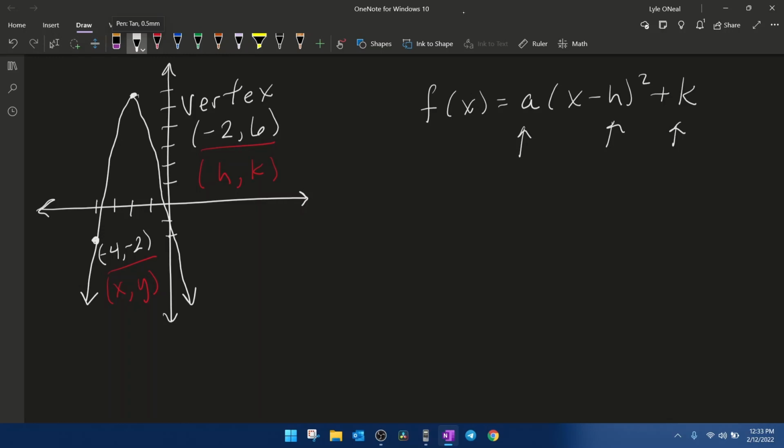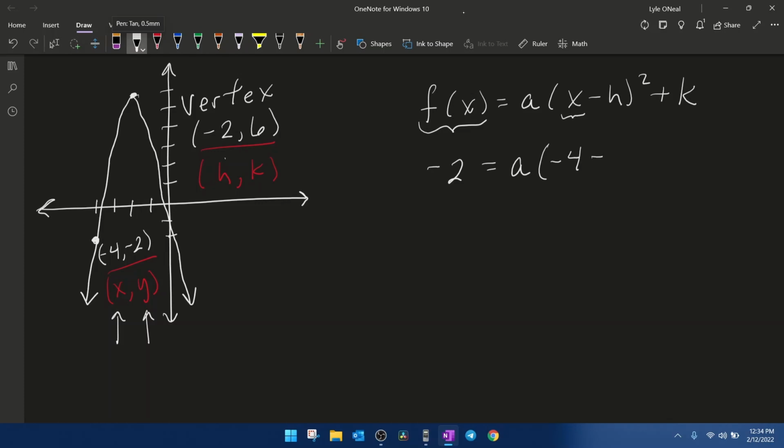At this point, we only know h and k. We're going to have to find a. And here's how we're going to do it. F of x is y, and I do have a y given. The y for this ordered pair is -2. Remember, a is what we're looking for. And then I need an x, which I do have given in this ordered pair, -4.